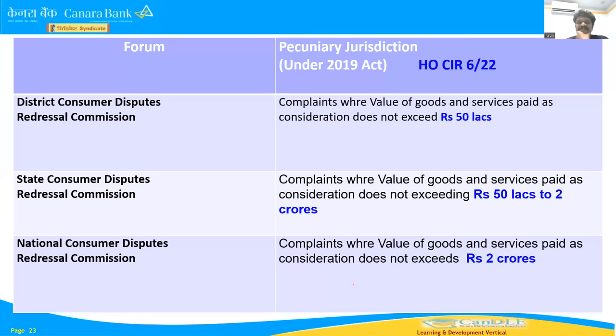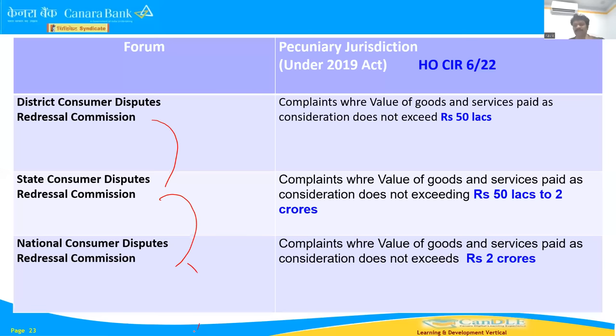This is the consumer forum; customers can go to the ombudsman. Now you can go, for example, if you have purchased a product on Amazon or from some shop and you are not happy with the goods and services. You can go to the district consumer forum. There are three types of forum: district, state, national. If you have lost at the district consumer forum, you can appeal to the state. If you lose at the state, you can go to the national. From the national, you can appeal to the Supreme Court of India.